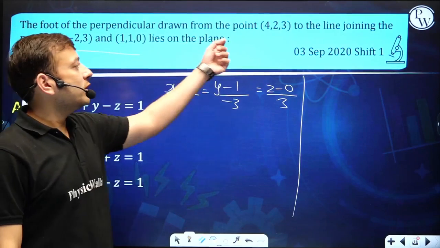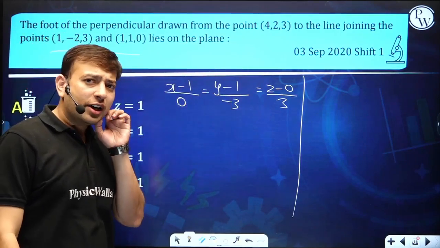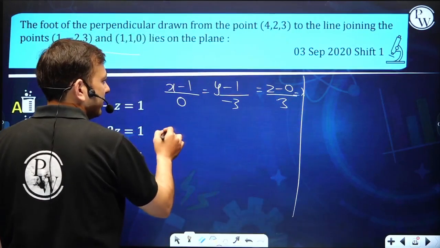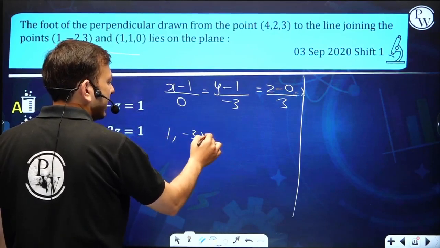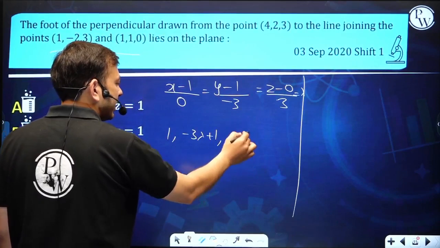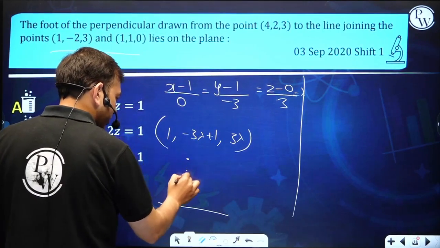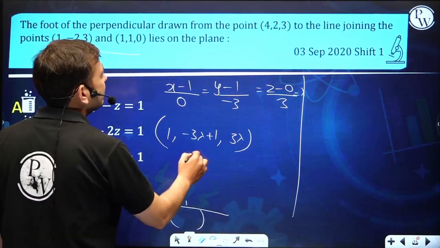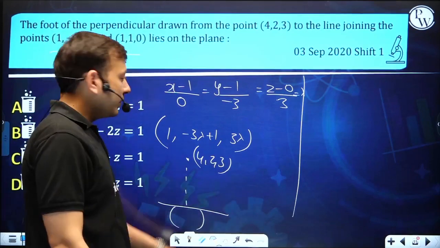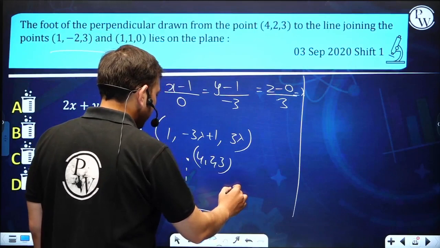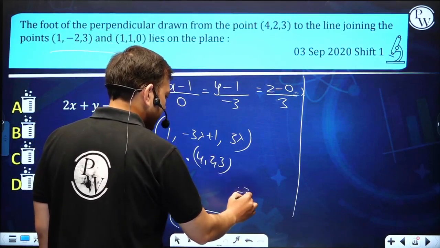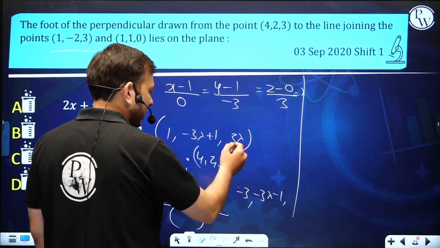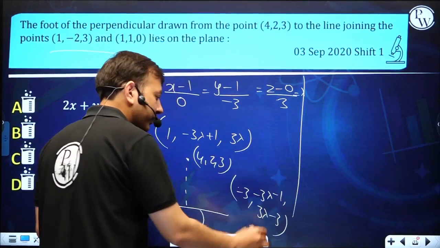This is the equation of the line. The foot of the perpendicular is drawn from this point to the line. We have already done how to solve foot of the perpendicular questions. Take any point as lambda, so it will be 1, minus 3 lambda plus 1, and 3 lambda. Any point is the foot of perpendicular, so you will find direction ratios. The direction ratio of the line with the given point is 4, 2, 3, so minus 3 lambda minus 1 and 3 lambda minus 3, like this.